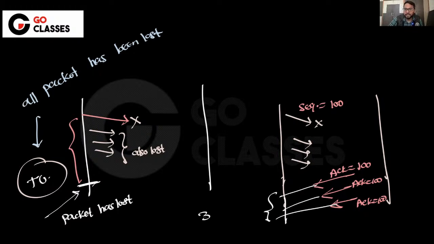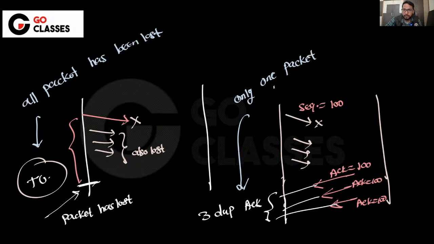So 3 duplicate ACKs say that only one packet has been lost. That's the difference, right? So I hope you understood.